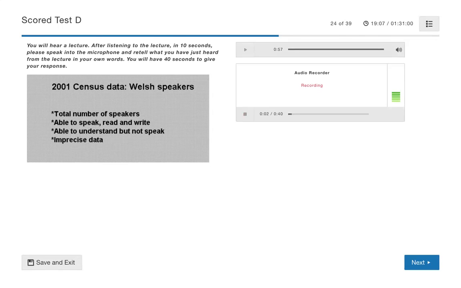This lecture was talking about Welsh speakers. In the first part of the lecture, the speaker mentioned over 3-year-olds and 20% of the population. In the next part, the speaker mentioned that in 1991 there was 4.6%. In the next part, the speaker mentioned that in 2001 there was 60.2%.